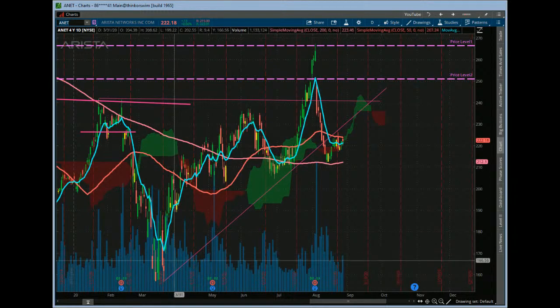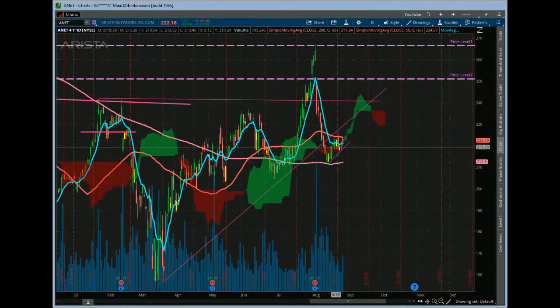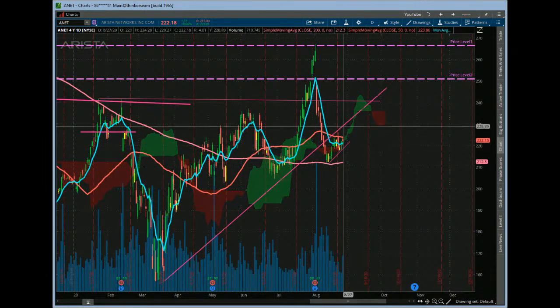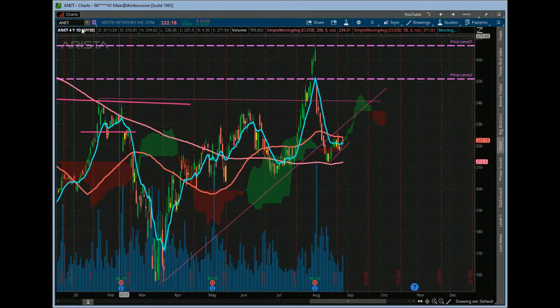We got the prior upper trend line right here, which we've come up and tested, right? But at the same time, it could be working on a bear flag right here. If you can kind of see it. So let's just look for volume one way or the other on this one. Right now, it just kind of gave you volume on a spinning top right at the cloud. So really tight range right here. So let's just see if it gives us any signals on that.